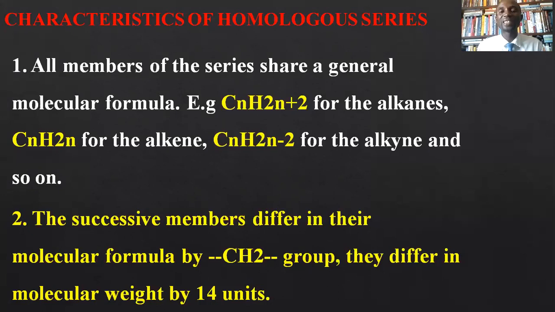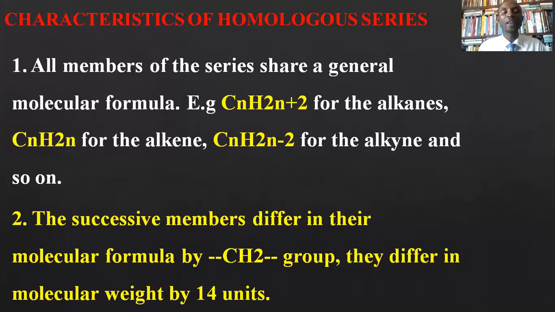Number 2, one of the characteristics of homologous series is that successive members differ in molecular formula by CH2. In the membership of a particular family or homologous series, the difference between number 1 and number 2 is CH2, or when you calculate their molecular mass, the weight, it will differ by 14. That means carbon 12 plus 2 of hydrogen gives you 14. That is one of the characteristics.